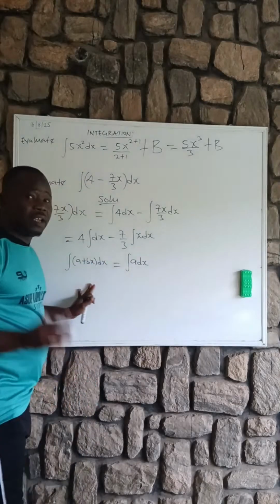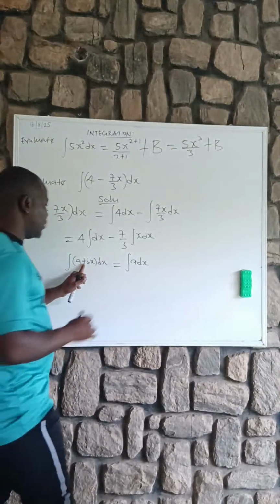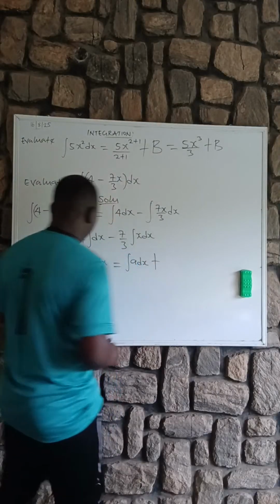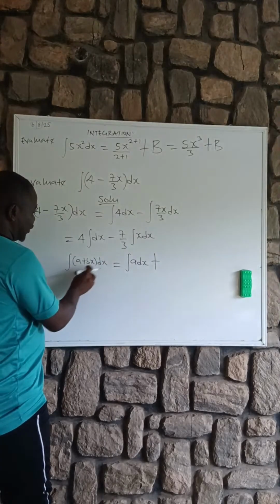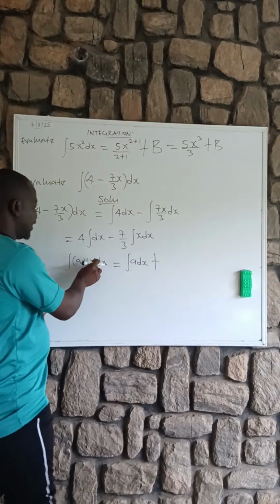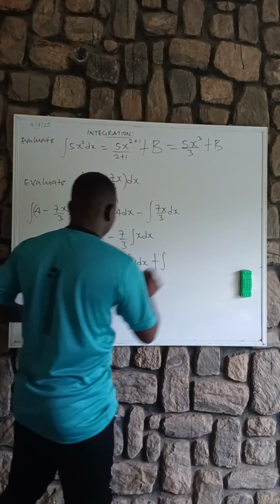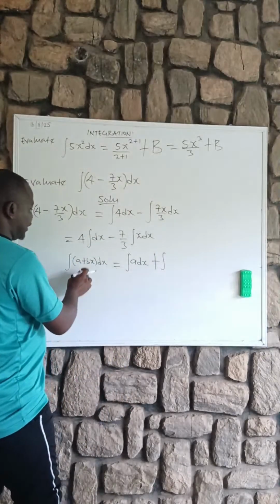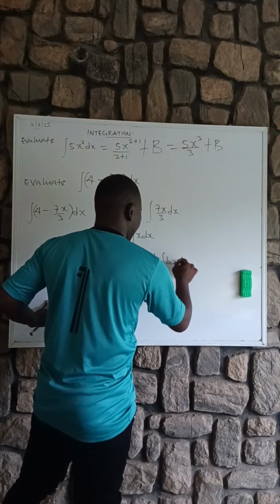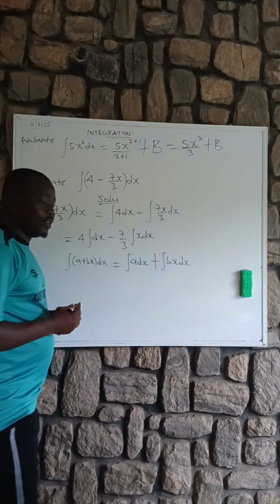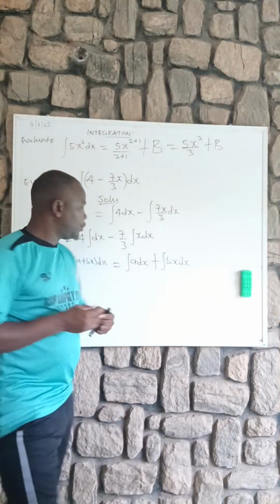Blessing, are you listening? Then plus the same thing applies: use this dx and the integral to multiply bx. So you first write the integral, then bx dx. Do you understand?